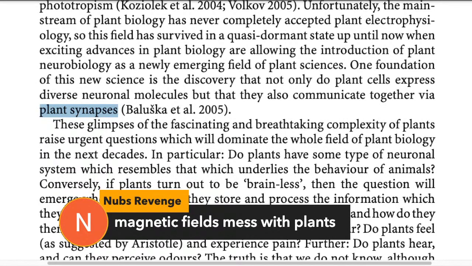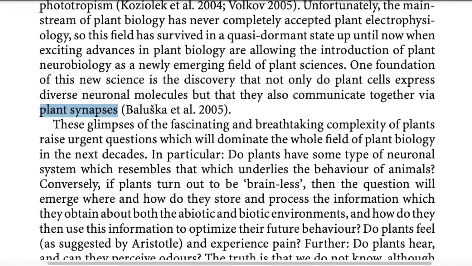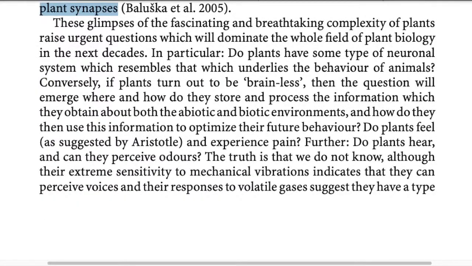Wow, that's pretty interesting stuff too here. So magnetic fields mess with plants. We're going to find out as we continue on with this. These glimpses of the fascinating and breathtaking complexity of plants raise urgent questions which will dominate the whole field of plant biology in the next decades.